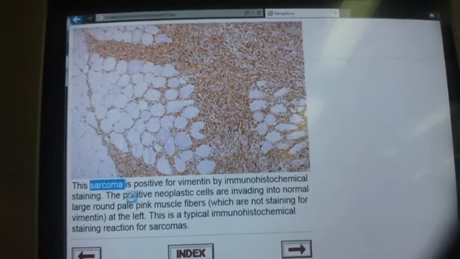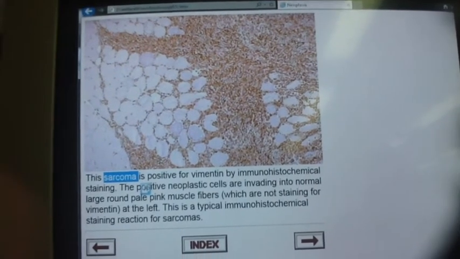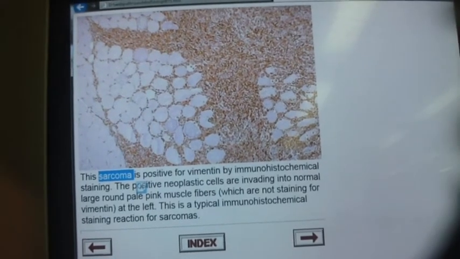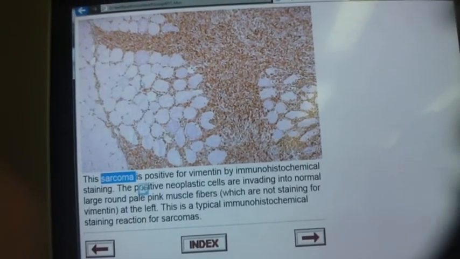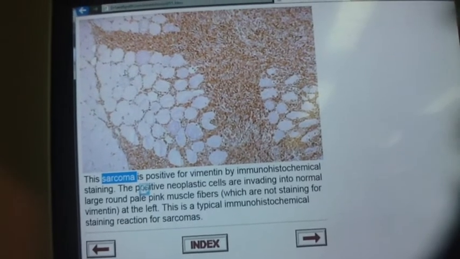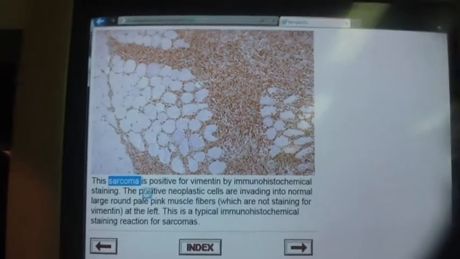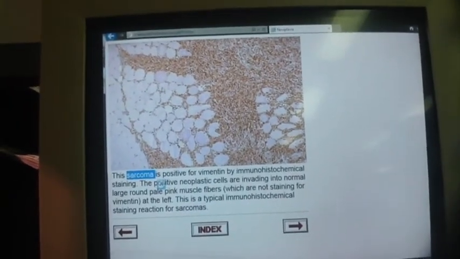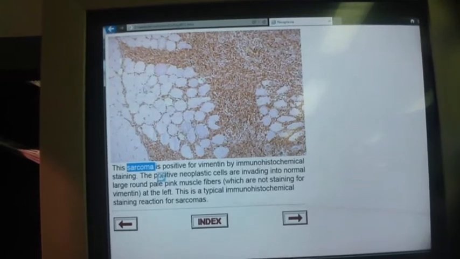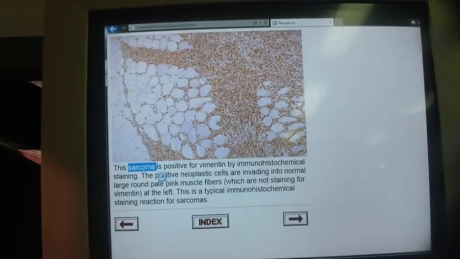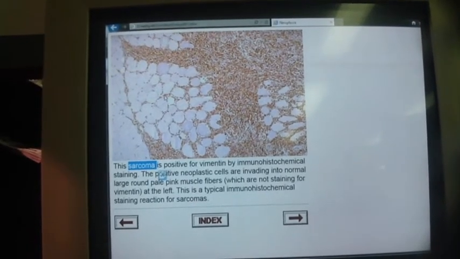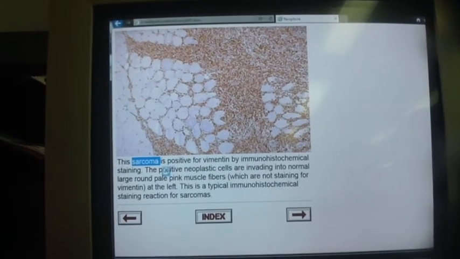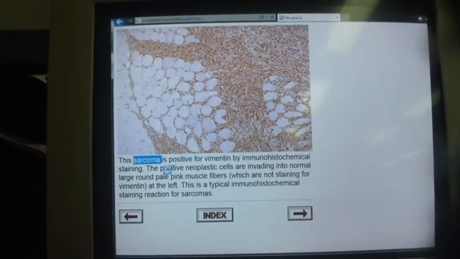In this example, we have these cells which take the brownish stain, which is vimentin positive sarcoma on the right side, while on the left side we see this is vimentin negative because it's white in color. They didn't take the stain, so it's vimentin negative. These areas are actually skeletal muscle bundles. All these are skeletal muscle bundles, and these are normal structures, so they are vimentin negative. While the tumor cells are vimentin positive, and the tumor cells are infiltrating through the skeletal muscles.